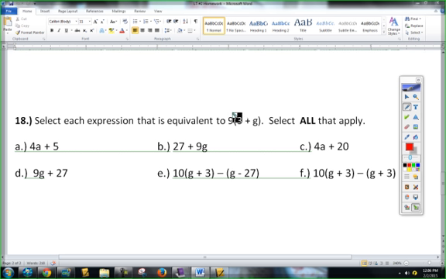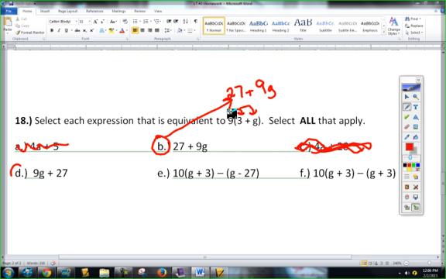Okay? So the first thing I'm going to do is I'm going to expand this. 9 times 3 is 27. 9 times g is 9g. So just from that, can I go ahead and eliminate a and c? Yeah, I mean, they're different variables, right? So that we don't have to worry about that. Okay, then I get to letter b right here, right? Because that's the exact same, correct? Yeah.